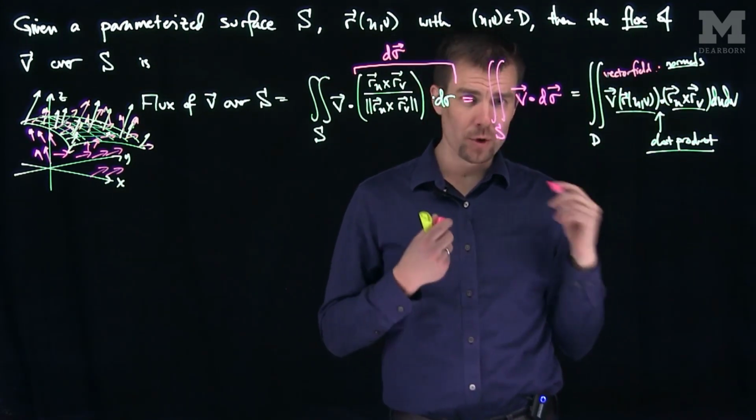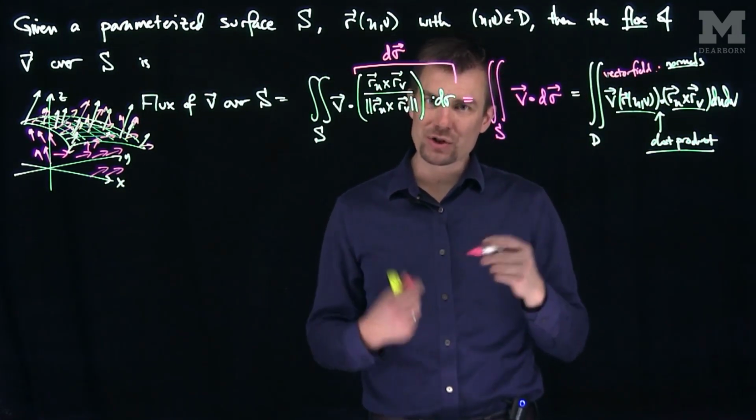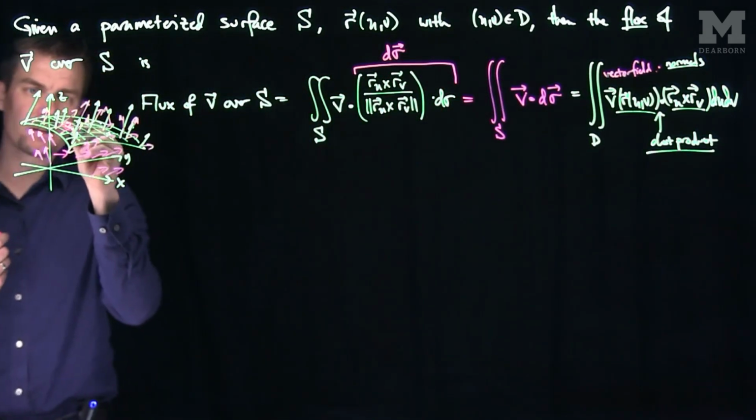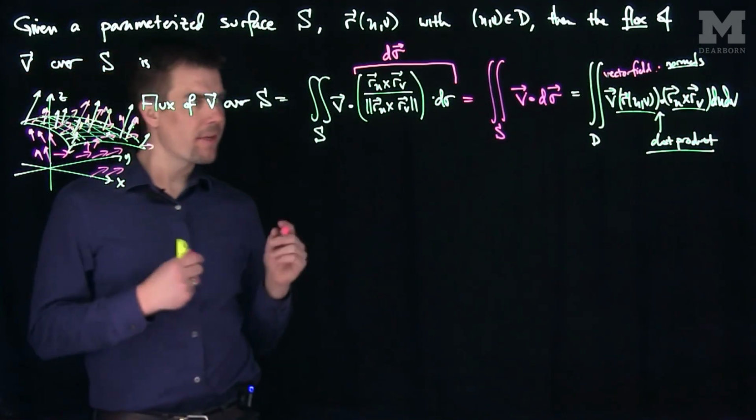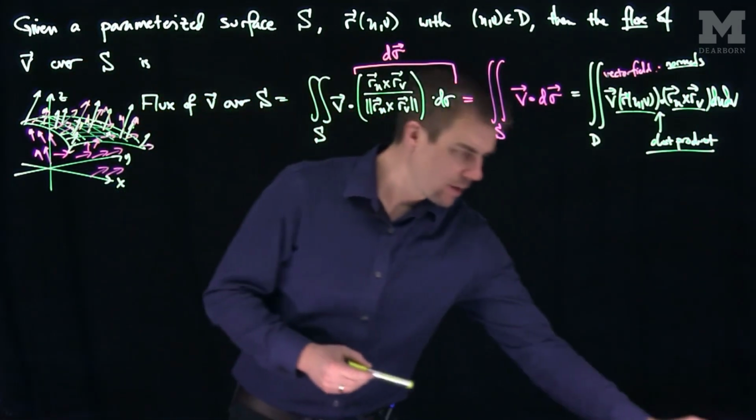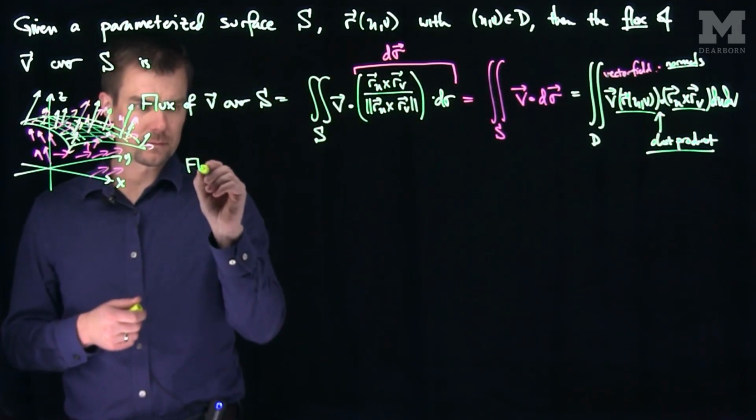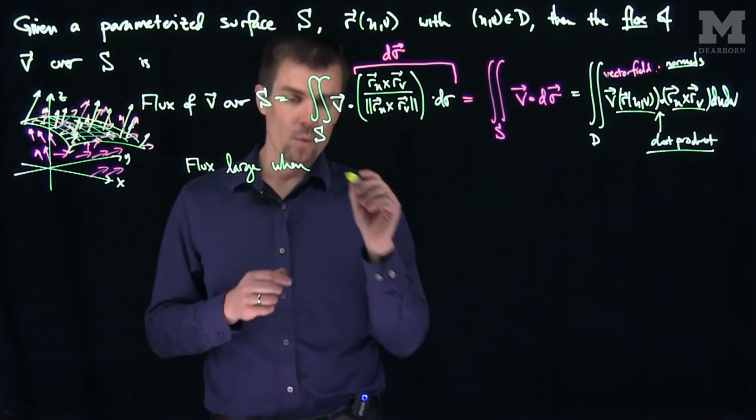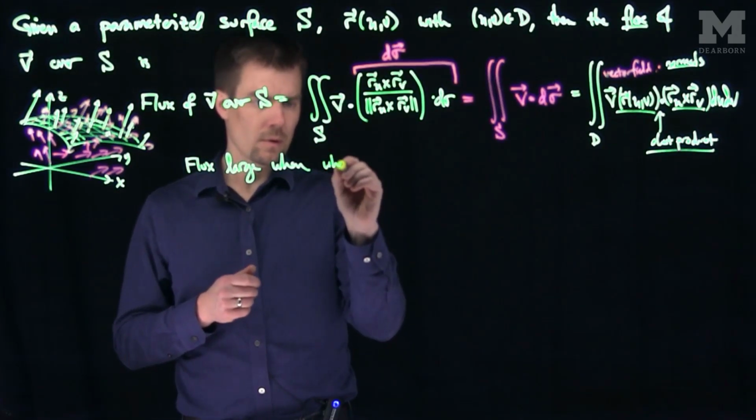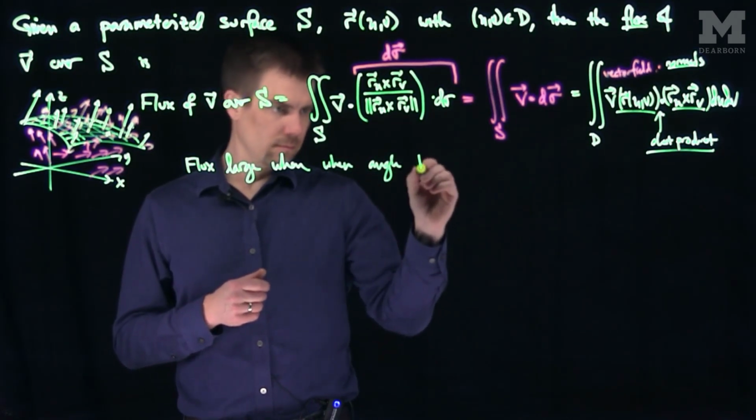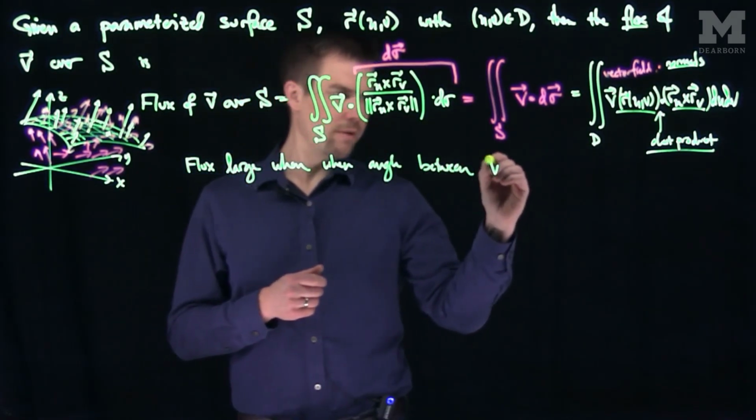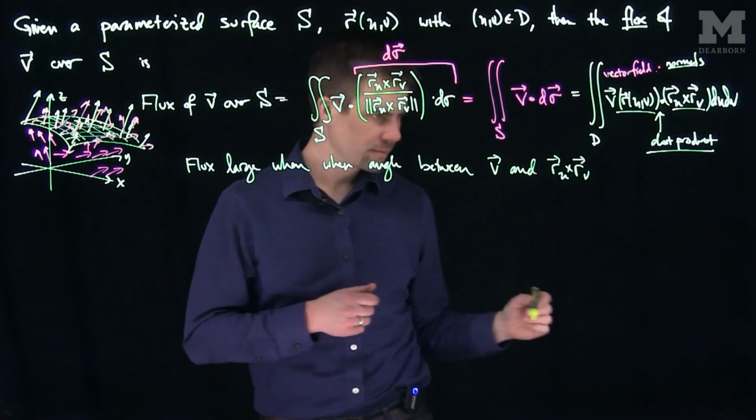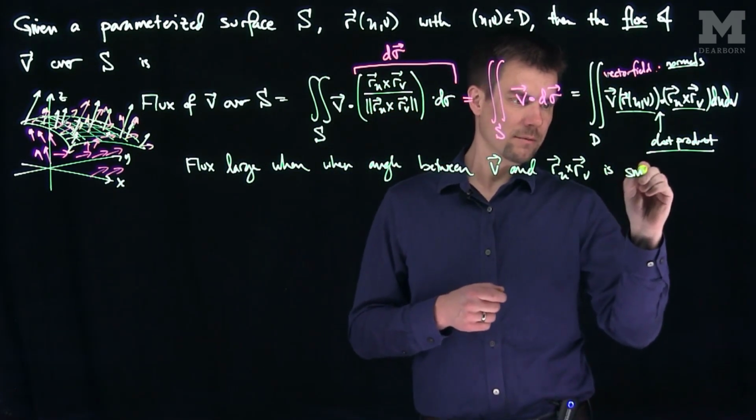Remember, when you dot two vectors, what are you doing? When you dot two vectors, you're measuring the cosine of the angle between them up to their lengths. So what I'm really doing here is computing the cosine of the angle between these things over here. So we should stop and think when this flux will be large. Our flux is large when the angle between v and RU cross RV is small.